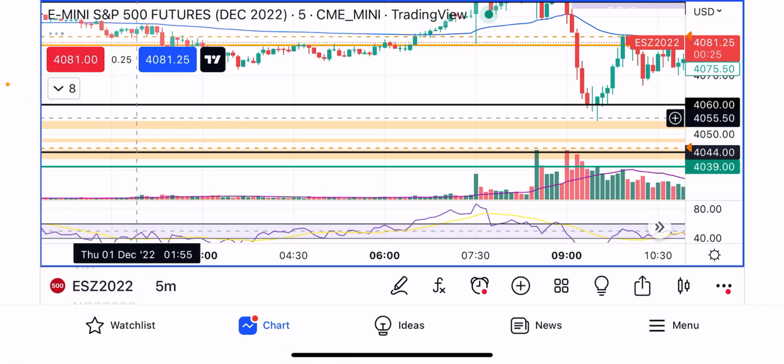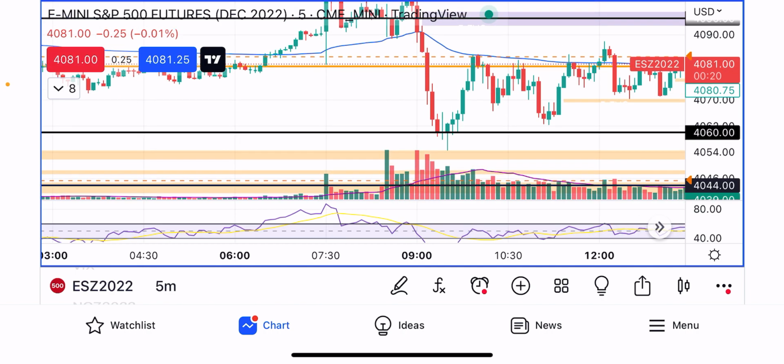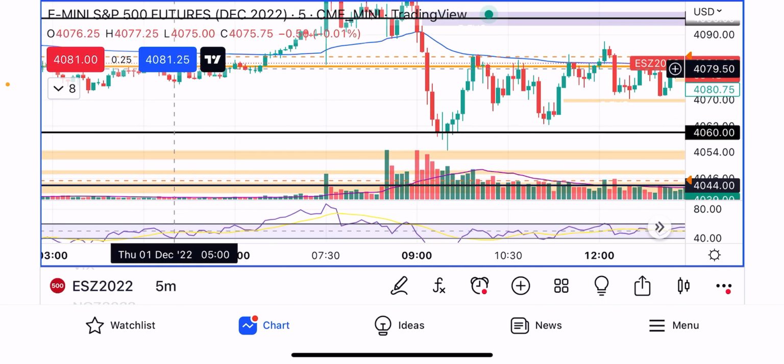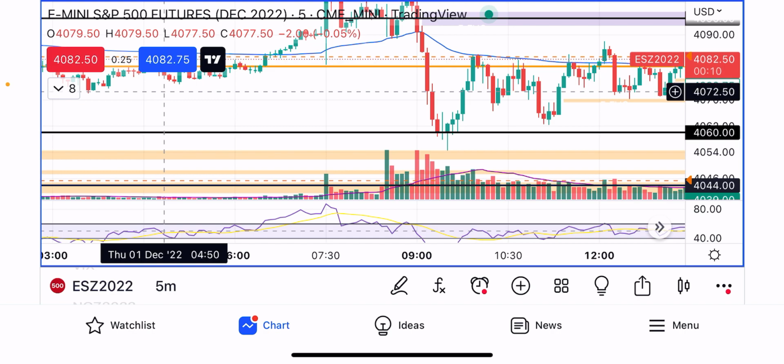So this was my entry, and as you can see, did I hold all the way? Nope, that's not the case. I actually go for this POC. POC is my exit. So I think I ended up selling some here. So that was a pretty decent trade.